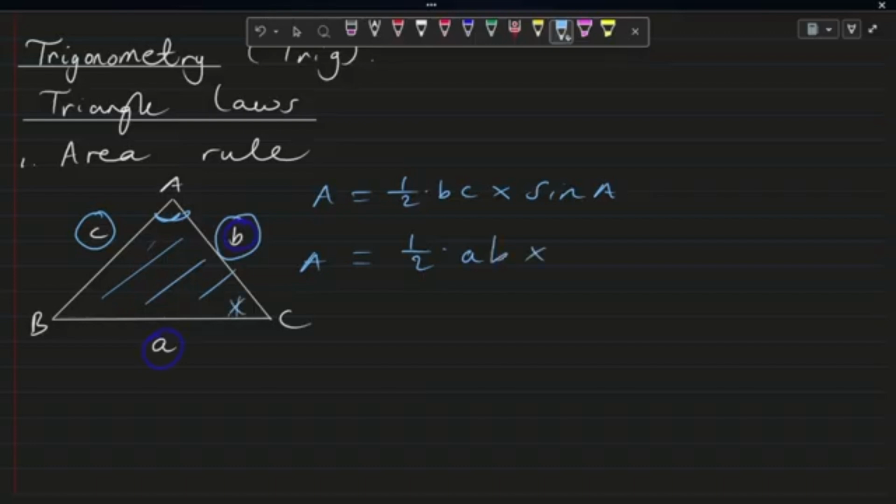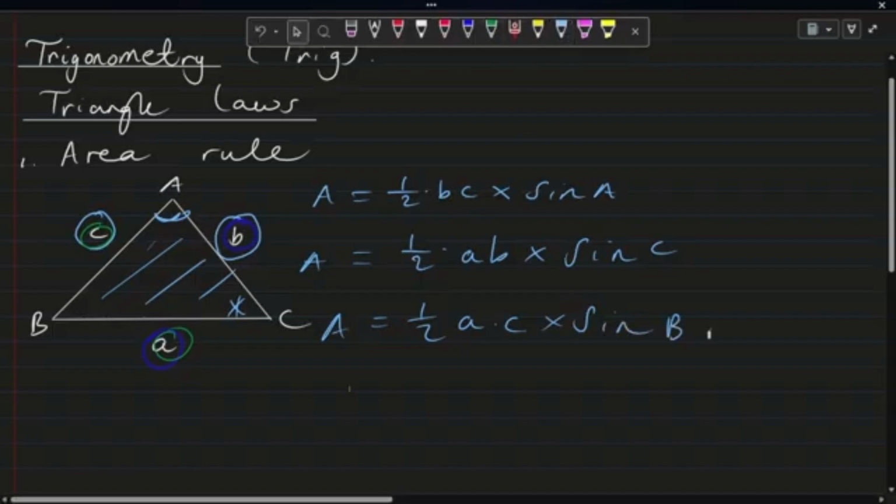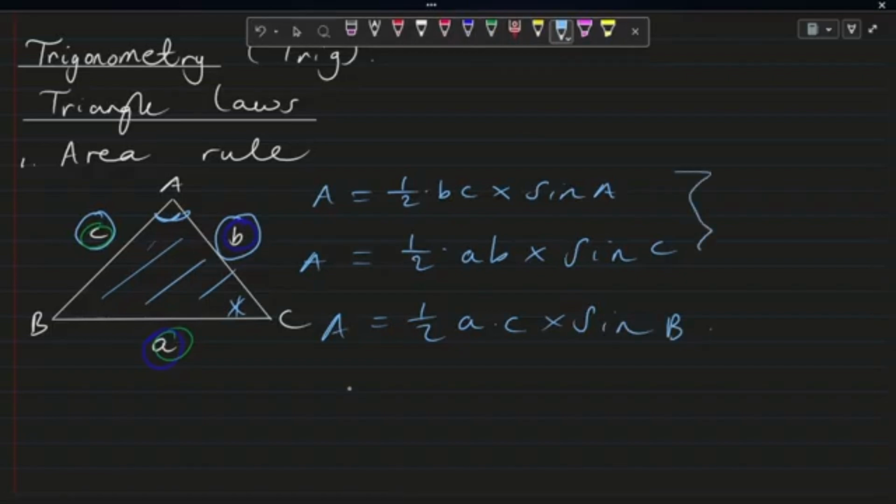I can say the area is equal to a half A times B, and then the included angle, or the angle between these two sides, is now angle C, so it will be sine of C. And then I can do the very same thing if I consider this side and that one. I can say that the area of triangle ABC is equal to a half times the product of side A times side C multiplied by sine of angle B.